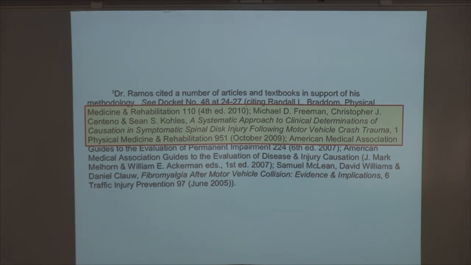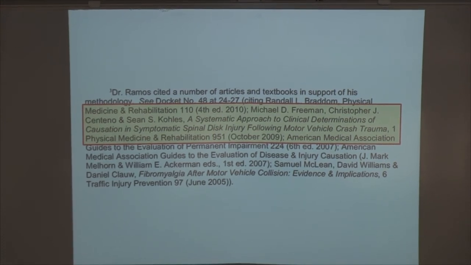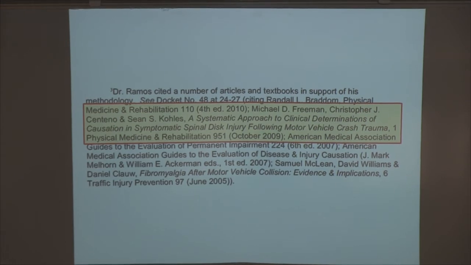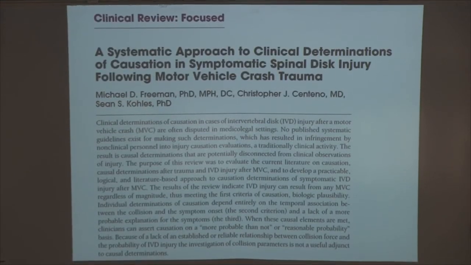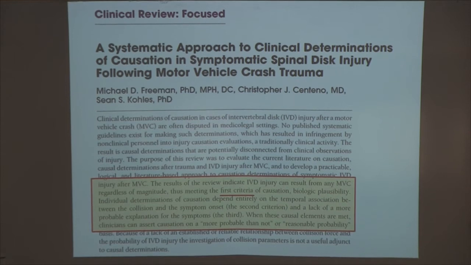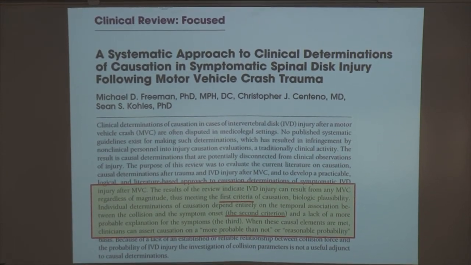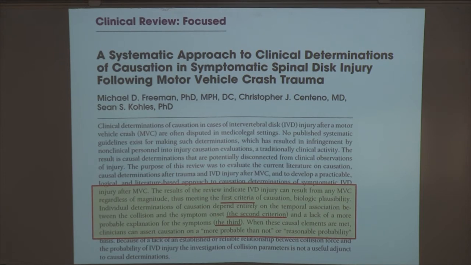The paper he cited as the basis for that methodology was a paper that I published in 2009, in which we described a three-step methodology of biologic plausibility or general causation, the second criterion being the temporal association, the third being whether there's a more likely alternative explanation.